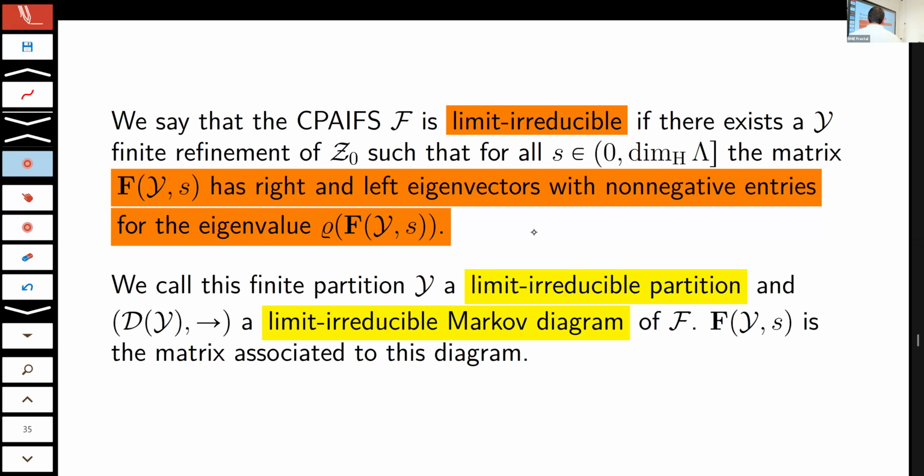We need to assume that a system has linear reducibility. And since it may not work for every single Markov diagram we generate with some partition, the partition for which it works will be called the linearly reducible partition, the corresponding diagram, the linearly reducible Markov diagram, and so on.